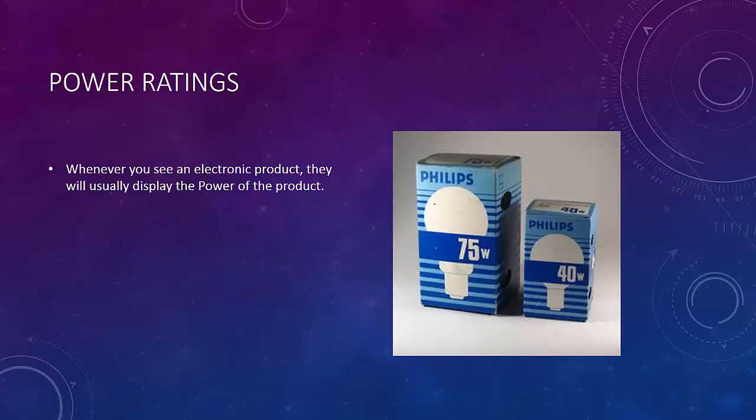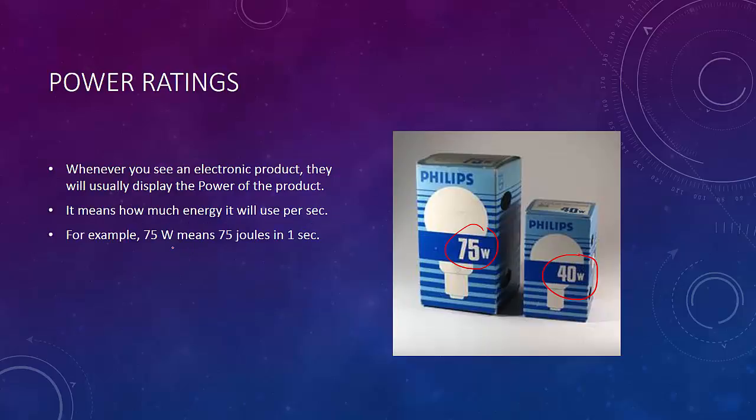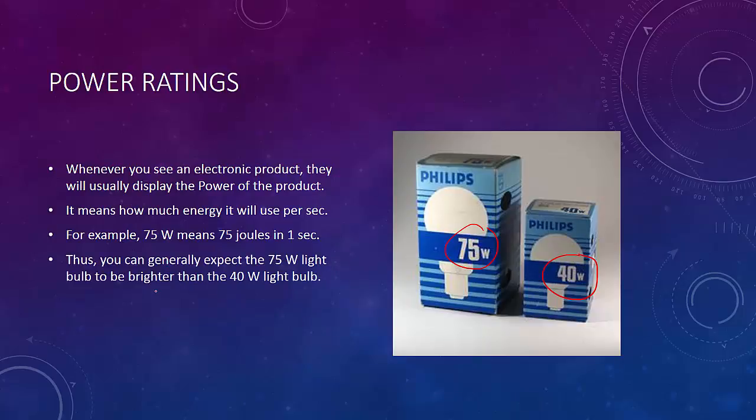Okay, you notice that of course this light bulb has this 75 and 40. It generally indicates the brightness, but what does it really mean? This 75 and 40 actually display how much energy it will use per second. For example, 75 watt means 75 joules in 1 second, and you can generally expect that a 75 watt light bulb to be brighter than a 40 watt light bulb.